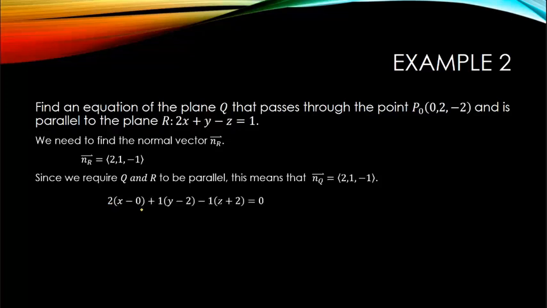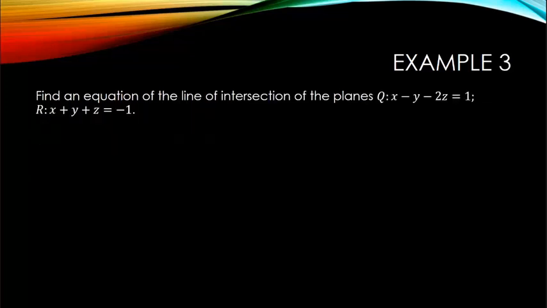2 times the quantity x minus 0, plus 1 times the quantity y minus 2, minus 1 times the quantity z plus 2 is equal to 0. Or I can rewrite it in simpler terms as 2x plus y minus z is equal to 4. This is the equation of my plane Q, which passes through the given point P naught and is parallel to my plane R. Here's a third example.